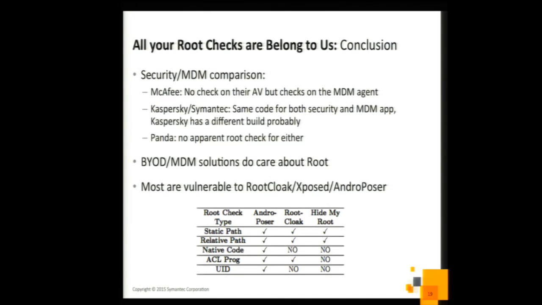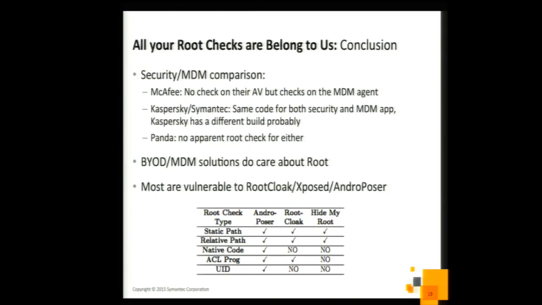Some people had no checks on their consumer version, but they had a check on their enterprise version. Symantec and Kaspersky had the exact same checks, but I think Kaspersky had a different build system, because, oddly enough, in the consumer version they used reflection. They unpacked this DEX file on the fly at runtime, and it was already unpacked on the enterprise version. So probably a different build system, or somebody screwed up at some point.